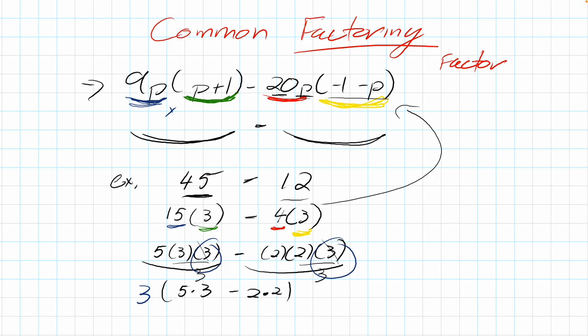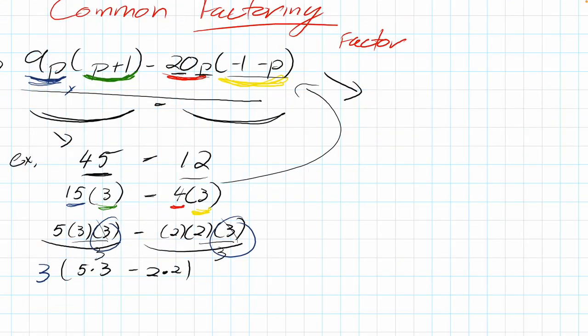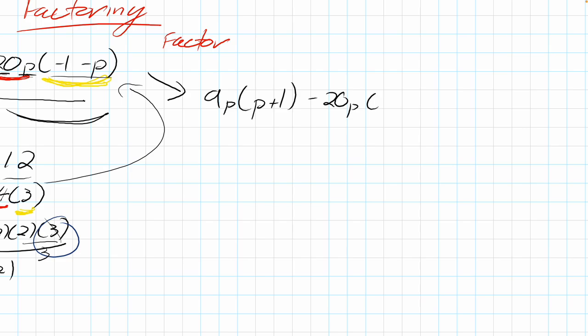But in all honesty, why on earth would I do that when I know these numbers? I would just do 45 subtract 12. In this scenario, there's a lot of unknowns. So we're going to jump to the side, and we're going to do some factoring to help us sort it out. So I'm going to rewrite it here now that we've given it an overview. And we'll say 9p times p plus 1 minus 20p times negative 1, negative p.